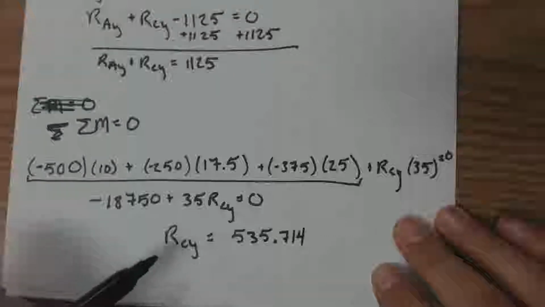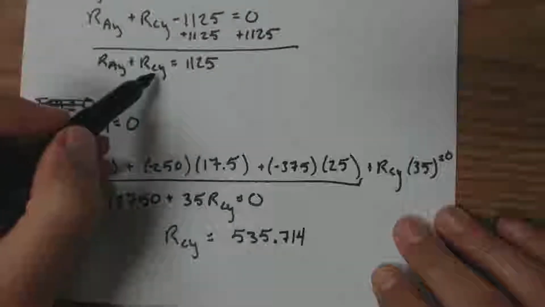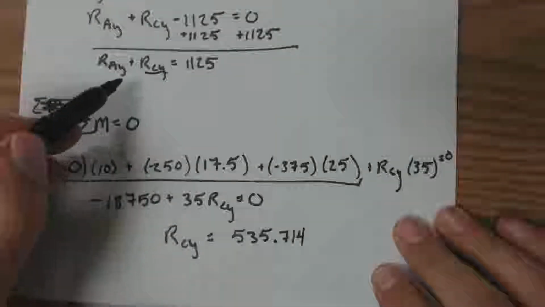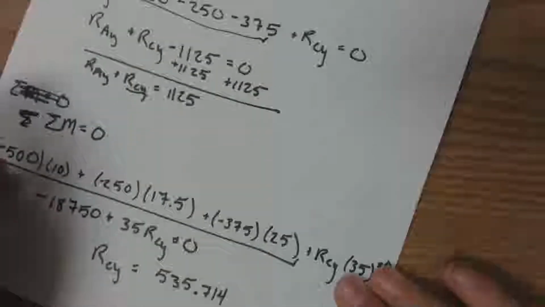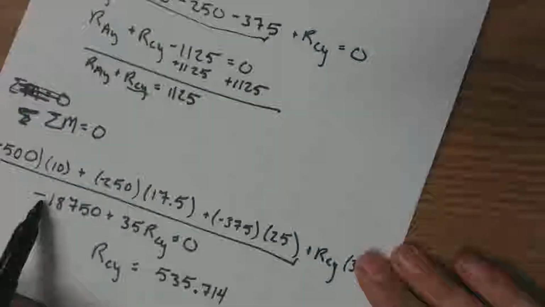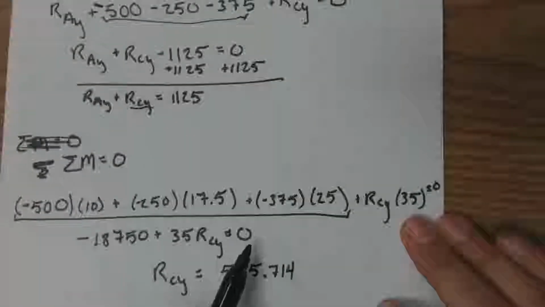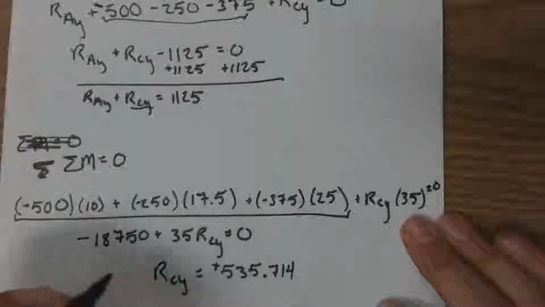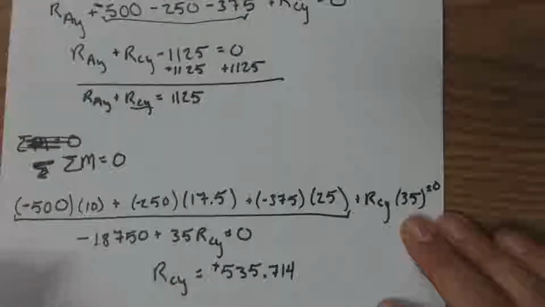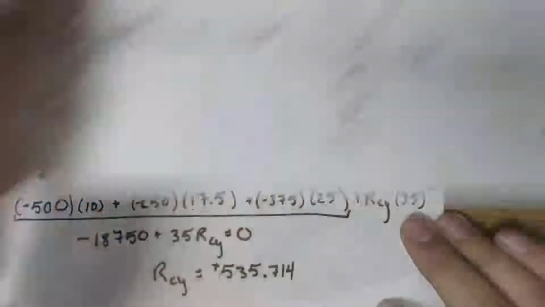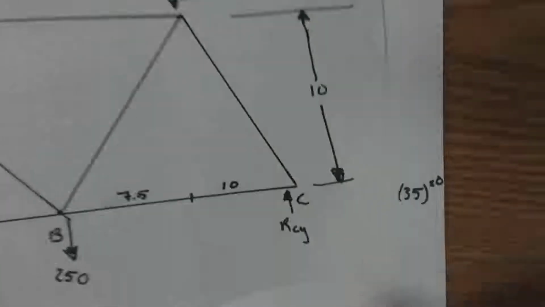Awesome. We can keep going. We can find the rest of it. I can use that, plug it in up here, and I can solve for RAY. Oh, I should say this too. Since I added this over, it became positive. Dividing by positive left me positive. If my answer comes out positive, I assumed correctly in the direction of my arrow. So this is, in fact, going up.